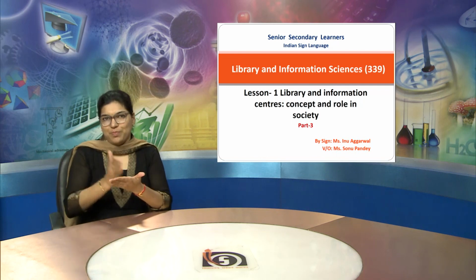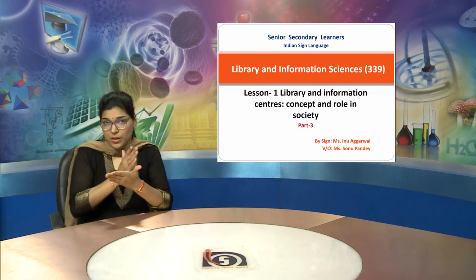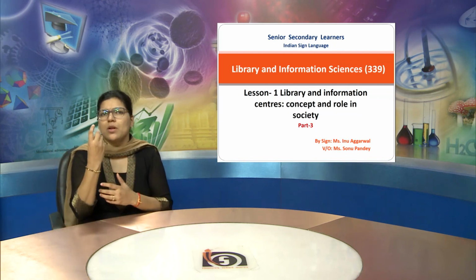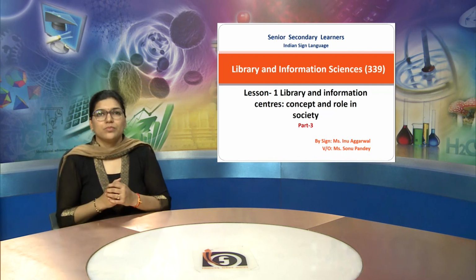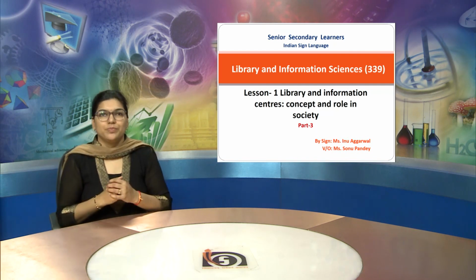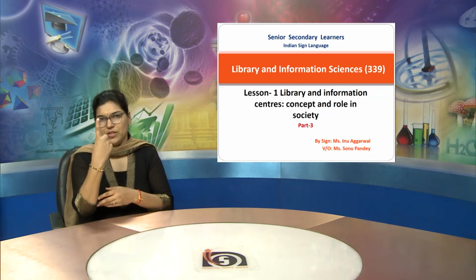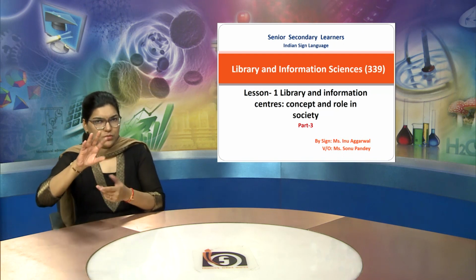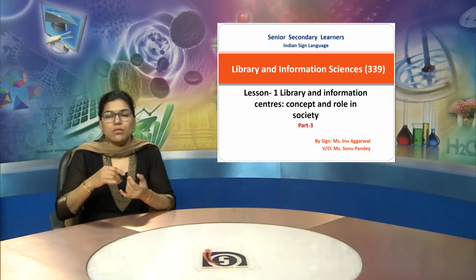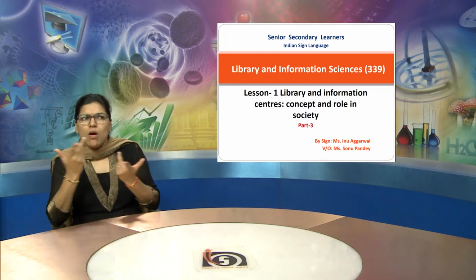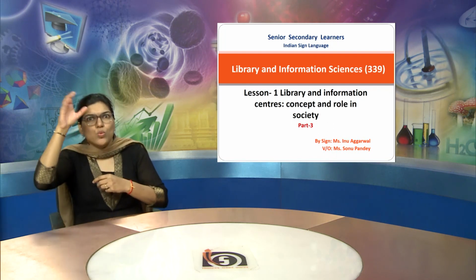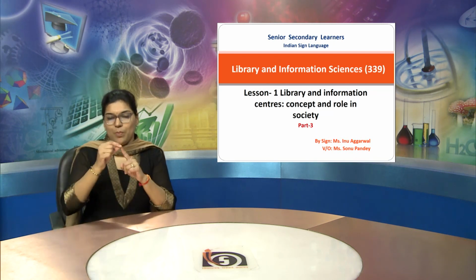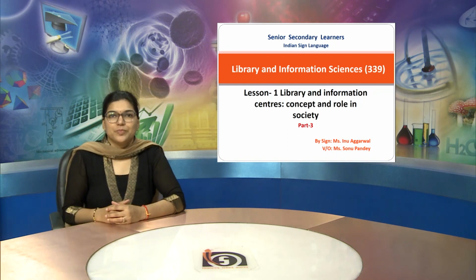We are going to do the subject library science. In our senior secondary course, we call this subject library and information sciences. The code number for this subject is 339. We are doing lesson number 1. The name of the lesson is Library and Information Centers, Concept and Role in Society. So we will be discussing this lesson. This video is part 3.